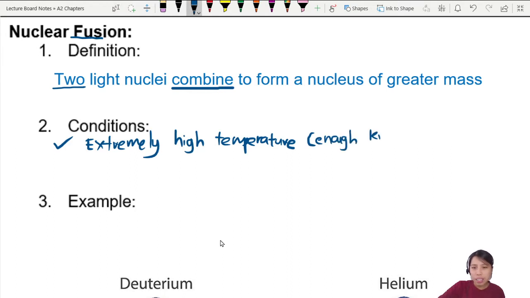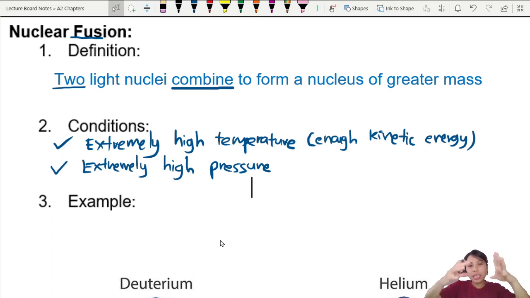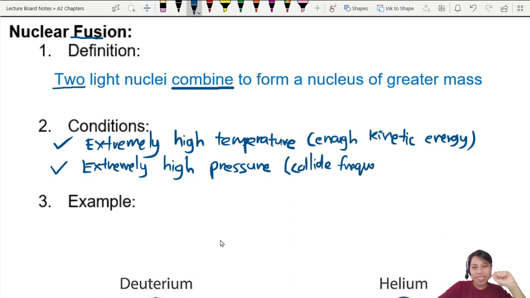So you have enough kinetic energy to even overcome the potential energy. But you must also make sure that it is extremely high pressure. That could be the container where all these nuclei are in. You want them to be at high pressure so that they can collide frequently enough, so the chances of them fusing is high enough. If not, they will never hit each other and you're never going to fuse. So, a higher chance of collision in the first place.